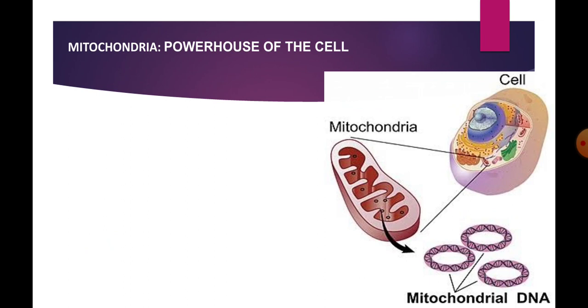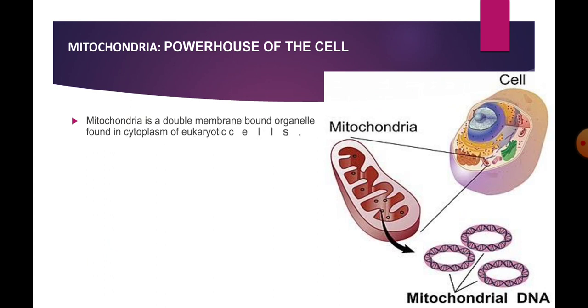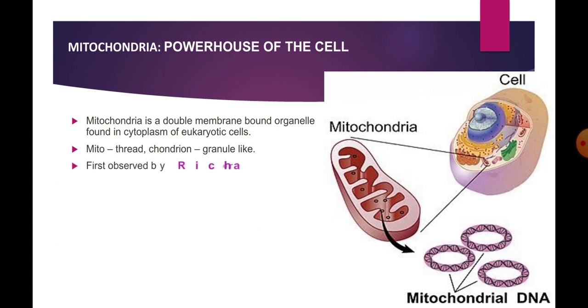Now we will know about mitochondria. Mitochondria is a double membrane bound organelle found in the cytoplasm of eukaryotic cells. Mito means thread and chondrion means granule-like. They are seen as thread-like, and that's why they are called mitochondrion. They were first observed by Richard Altmann. The term mitochondria was coined by Carl Benda in 1898.